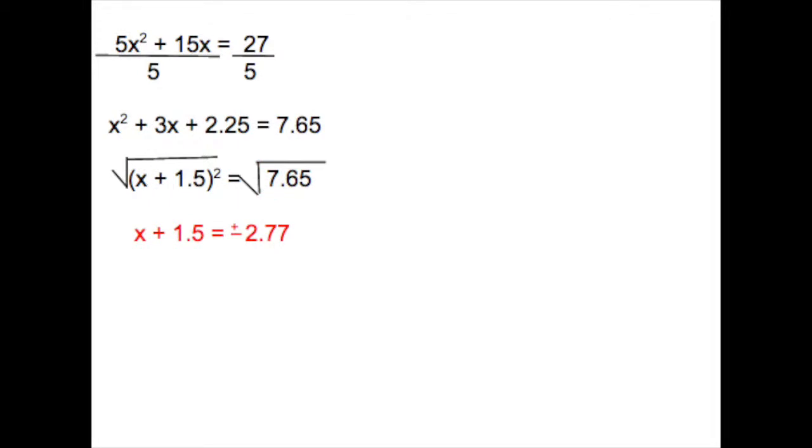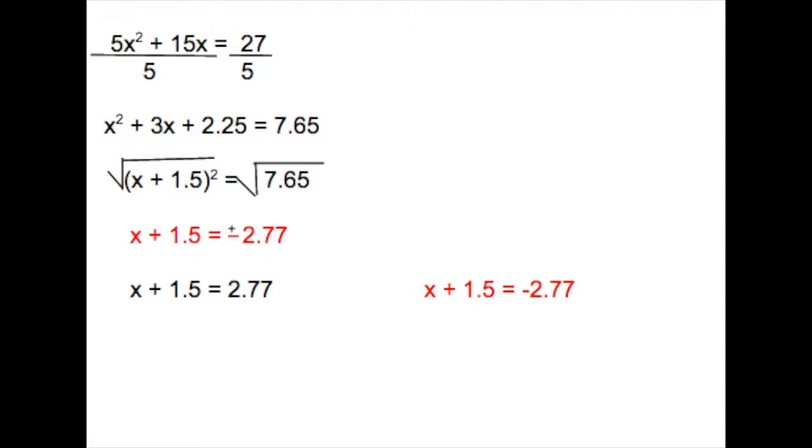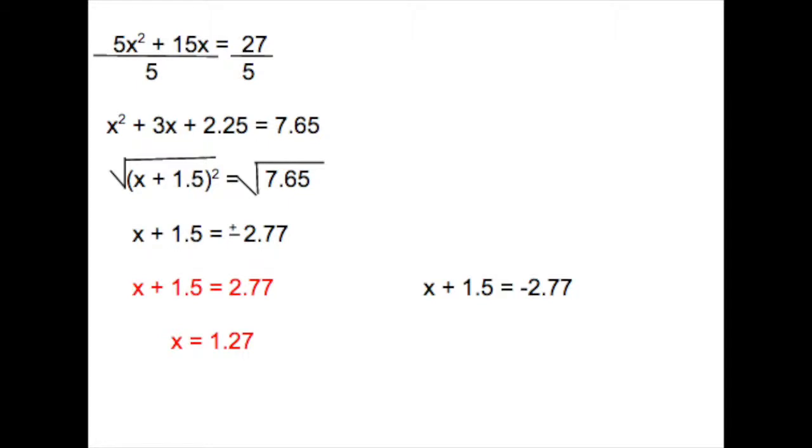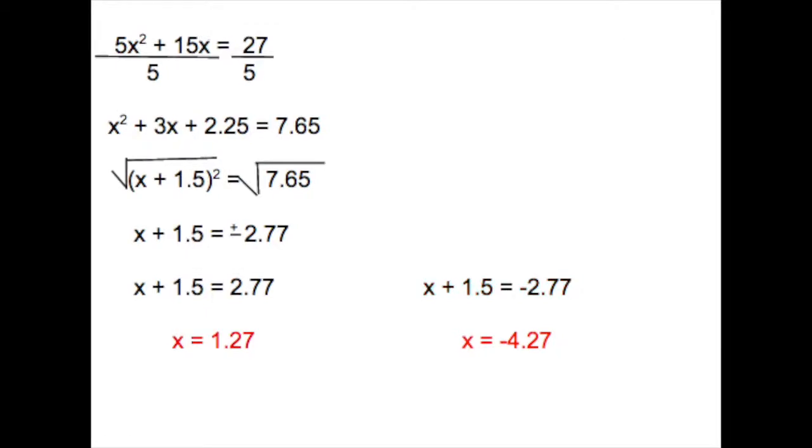Now, it will be important to break this down into two separate equations. x plus 1.5 equals positive 2.77, and x plus 1.5 equals negative 2.77. Solving our first equation, we find that x equals 1.27. In solving our second equation, we find that x equals negative 4.27. So we have our two solutions, x equals 1.27 and x equals negative 4.27.